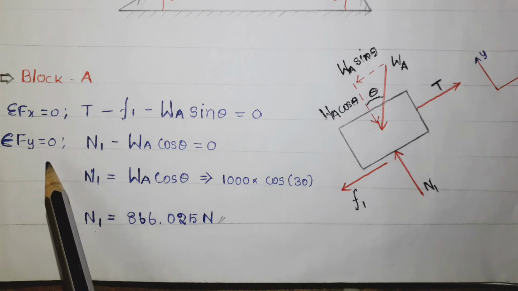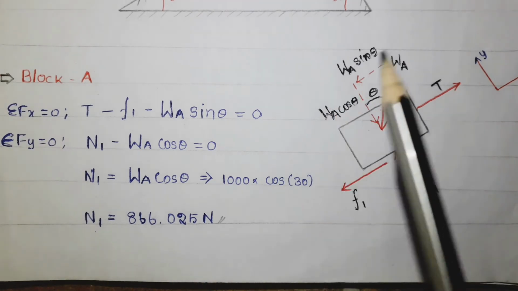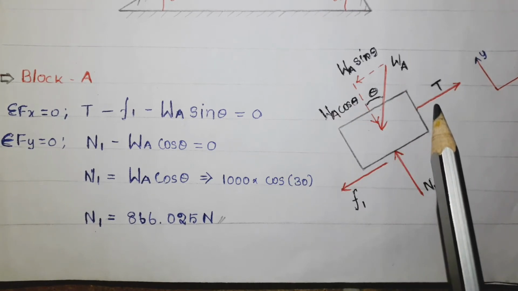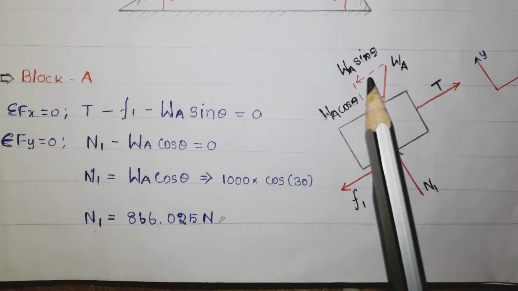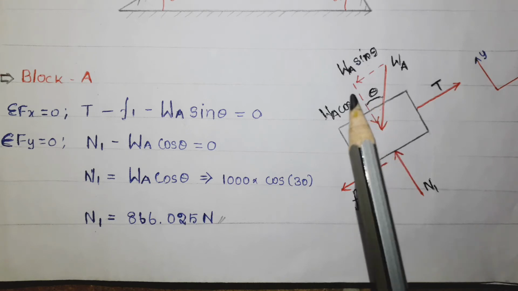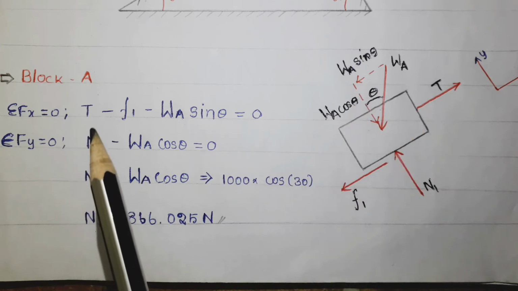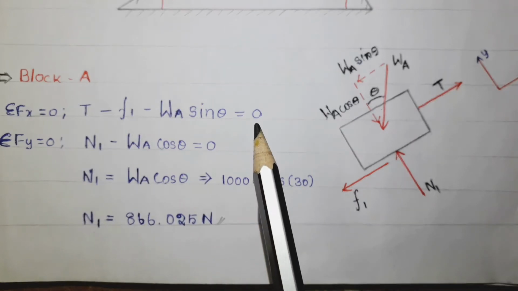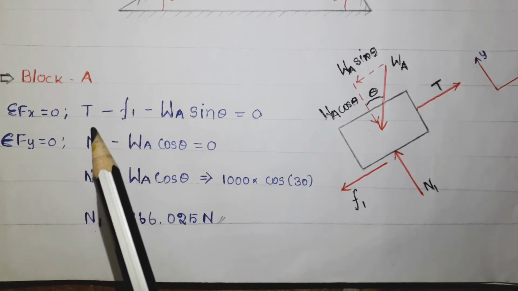Now let us apply the first equilibrium equation, summation of F_x equal to 0, and in this diagram there are three forces in the direction of x. First one is T, another one is F1, and another one is the weight component, and these two forces are in the negative direction of x. This is the only positive direction. Now this equation will become T minus F1 minus W_A sin theta equal to 0. In this equation there are two unknowns, one is F1 as well as T.